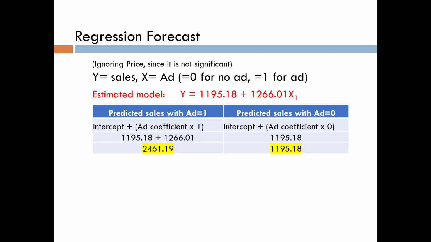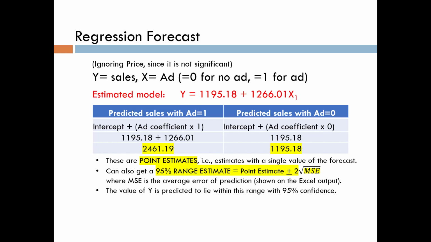We can predict sales for 2 values of ad. First, when ad equals 1, and the second, when ad equals 0. The first refers to the case when the ad is shown, and the second when it is not. When ad equals 1, predicted sales equals the intercept term plus the ad coefficient times 1 for a total of 2461.19 units sold. When ad equals 0, the ad coefficient is multiplied by 0, so predicted sales are equal to just the intercept, a value of 1195.18.